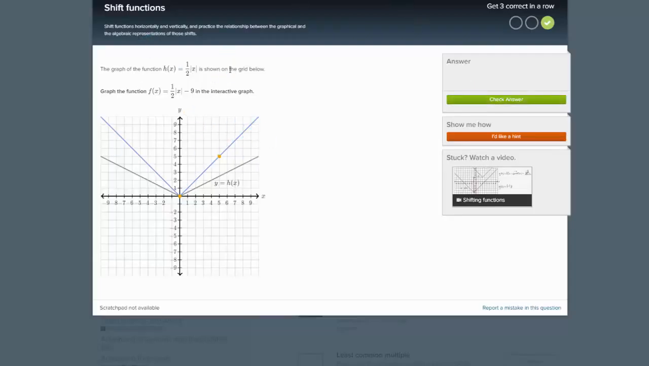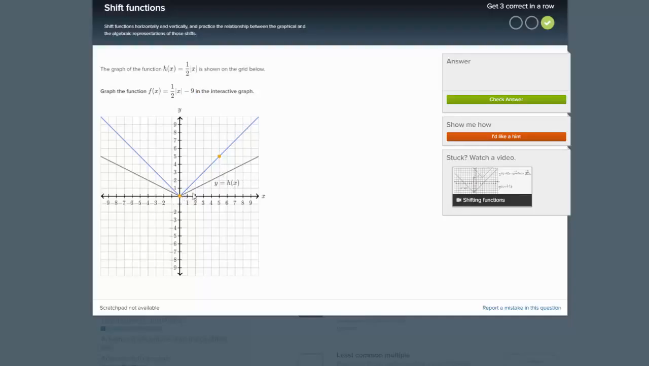Okay, so this is the absolute value function. This right now is considered my grouping symbol. The absolute value of x is considered my grouping symbol. So absolute value makes a V shape. So if there's nothing inside this grouping symbol, then it does not shift right or left. This is outside the grouping symbol, so that's going to be shifted up or down.